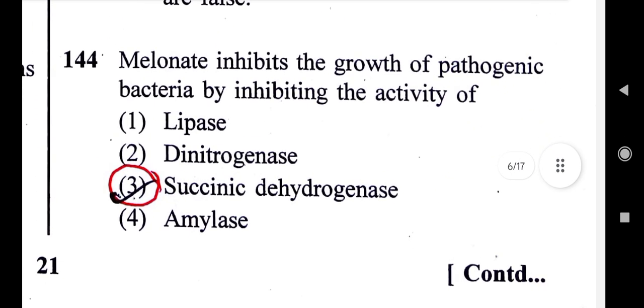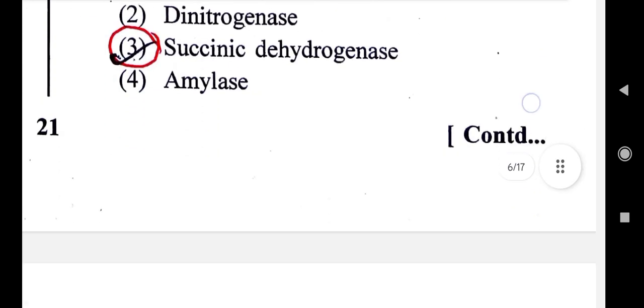Question number 144. Malonate inhibits the growth of pathogenic bacteria by inhibiting the activity of: option 1, lipase; option 2, dinitrogenase; option 3, succinic dehydrogenase; option 4, amylase. So option 3 is the correct option, succinic dehydrogenase.